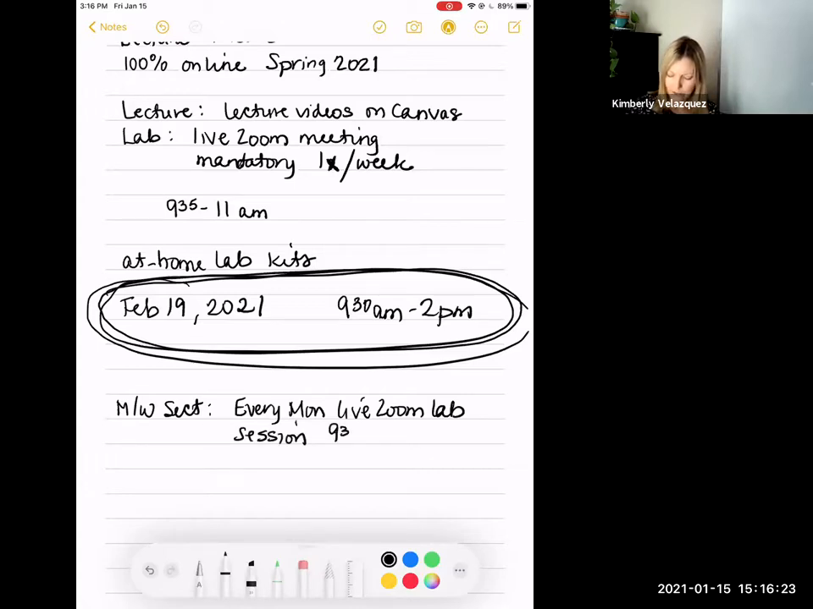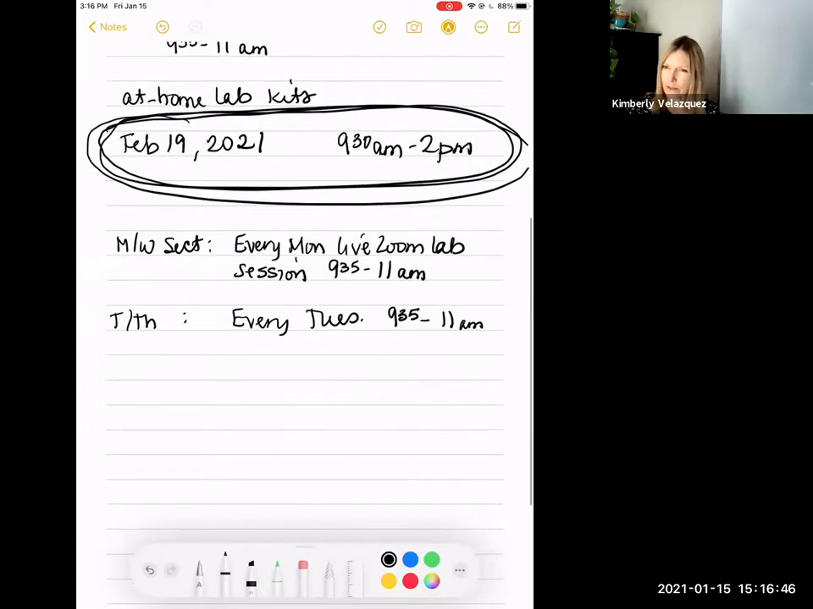From 9:35 to 11 a.m. The exception is during President's Week, when we will meet on Wednesday. You can find that date on the syllabus. If you're in the Tuesday, Thursday section, that means every Tuesday you're going to have a live Zoom session from 9:35 to 11 a.m. What will happen is I will come on, and I will talk about the lab that week.